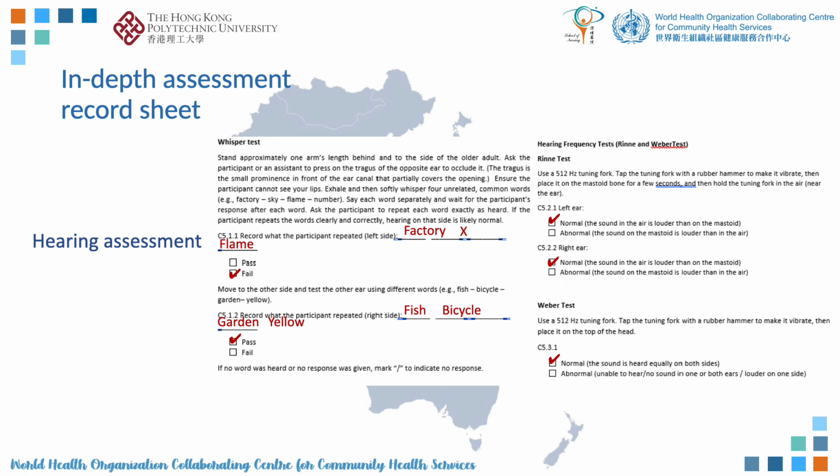And then move the fork close to the ear canal and ask whether the sound through the air is louder than on the mastoid bone. Mark the result accordingly. Finally is the Weber test. Place the vibrating tuning fork on top of the head. Ask whether the sound is heard equally in both ears or more strongly on one side. Record the participant's response.